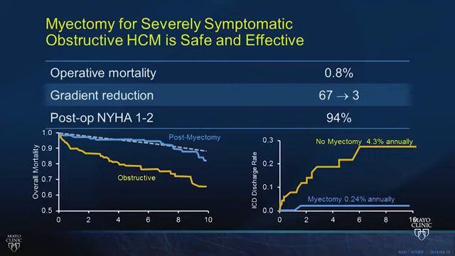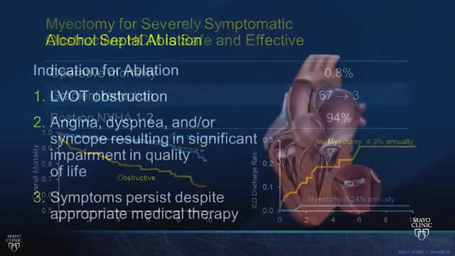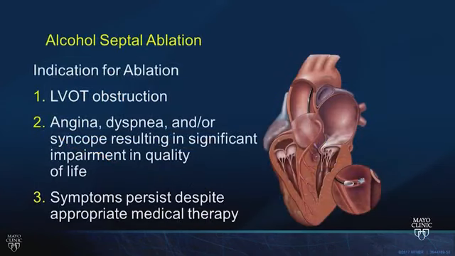Again, HCM is fraught with the lack of randomized clinical trials because there just aren't enough patients for us to do these large studies, so these are all based on observational data. The indication for myectomy, the indication for ablation remains symptoms and not life prolongation. As I mentioned, the indications for ablation are the same basic indications.